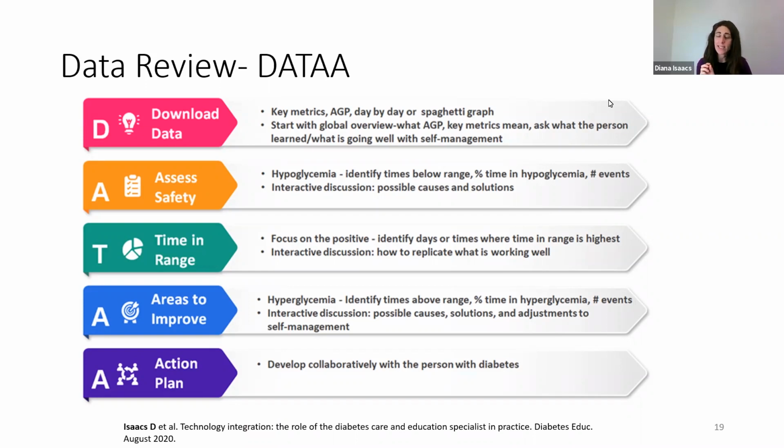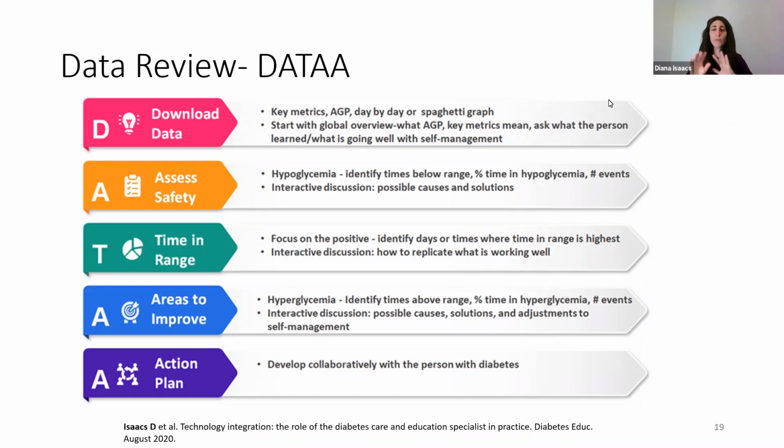And I think this is a slightly different approach because many clinicians are really trained to hone in on what's not working well, on the areas where maybe there are a lot of spikes and a lot of problems, and we want to fix that because we're supposed to help fix our patients, right? But instead, this is focusing on what's working well, having an interactive discussion about that and trying to replicate what's working well instead of focusing on what's not working well.